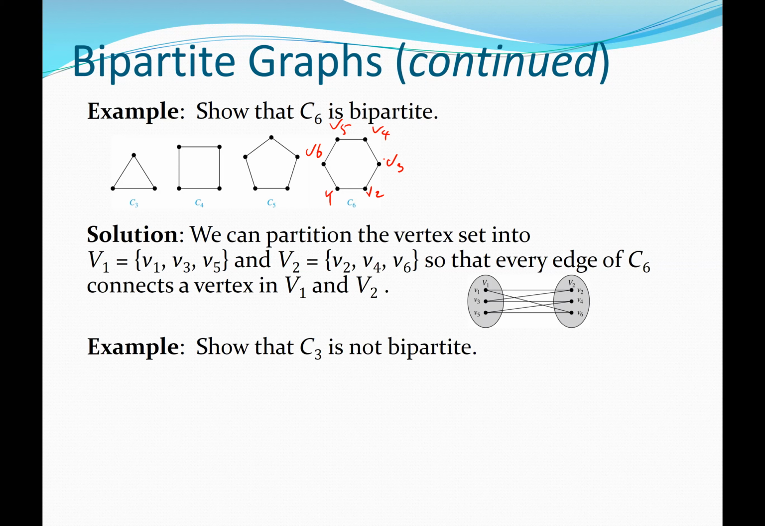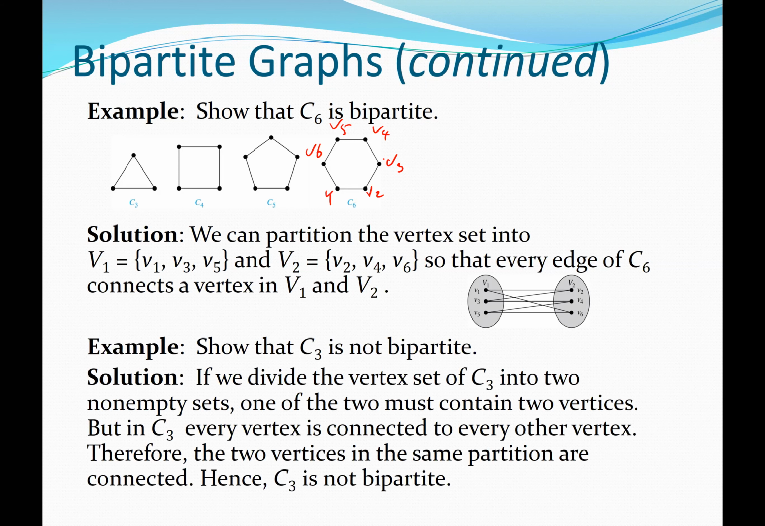And now C3 is not bipartite. You can see it contradicts the coloring theorem. If you want to use the definition to prove it, you can see there's no way we can partition into subsets so that they are not connected. So that's another example you can see. One is bipartite, one is not bipartite.